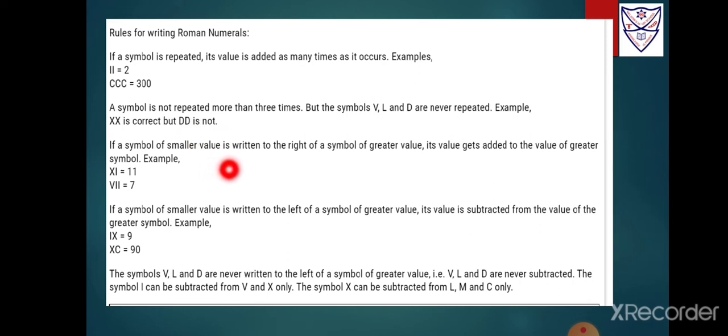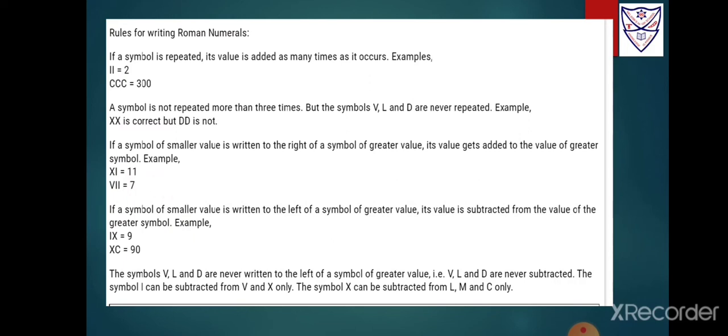If a symbol of smaller value is written to the right of a symbol of greater value, then its value gets added to the value of the greater symbol. That is, X is greater, I is smaller. So it is added: 10 plus 1, 11. V is greater, I is smaller. So 5 plus 1 plus 1, that is 7.